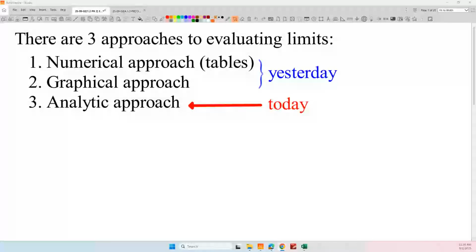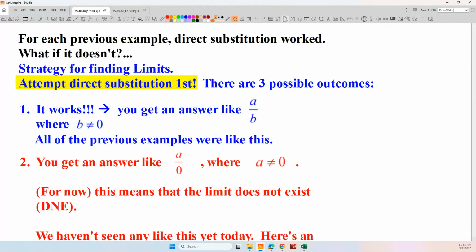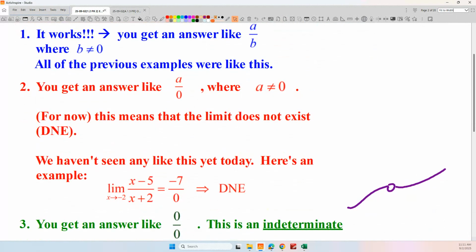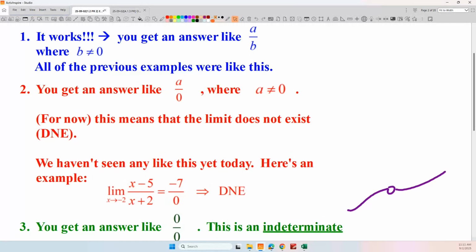Back to evaluating limits. So today we're going to look at some analytical approaches. Last time we just looked at properties of limits. Today we're going to look at how we algebraically deal with type 1 limits. Because remember what we said last Friday. We said that if you try direct evaluation or direct substitution, one of three things is going to happen. Either you're going to get an answer, right? You're going to get an answer with no zero on the bottom, and you're done. That's the value of the limit.